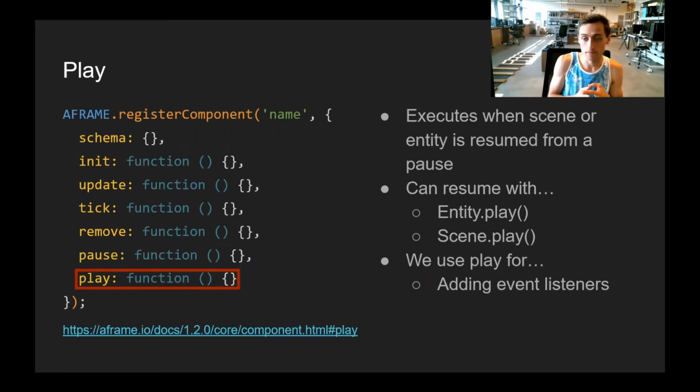All right, so the last one, really quick. Play. If you put any code in here, essentially this code will get executed if you call entity.play or scene.play after it's already been paused. So maybe the entity that this component was attached to or the scene was already paused, and then you hit play to resume it. And maybe in that pause function, you removed an event listener. So this can add that event listener back once you resume it.